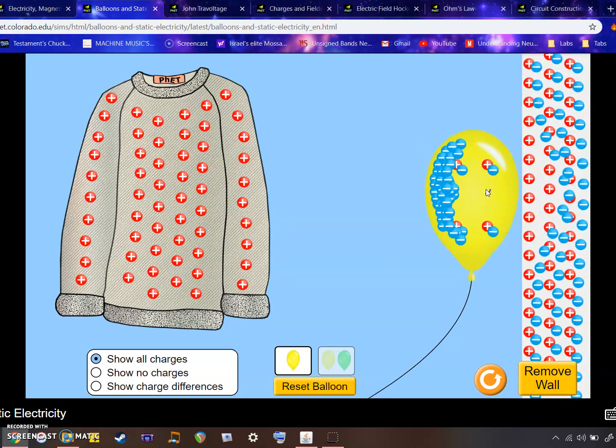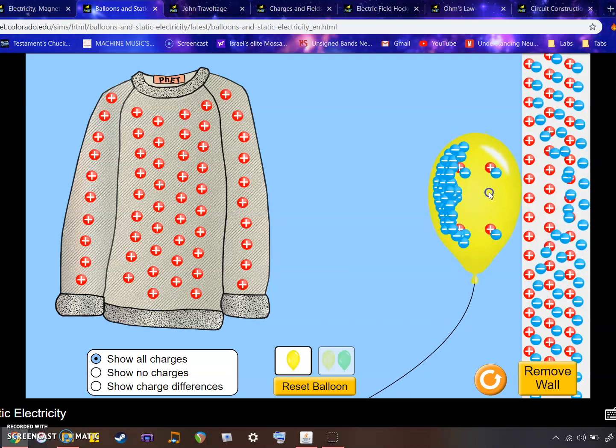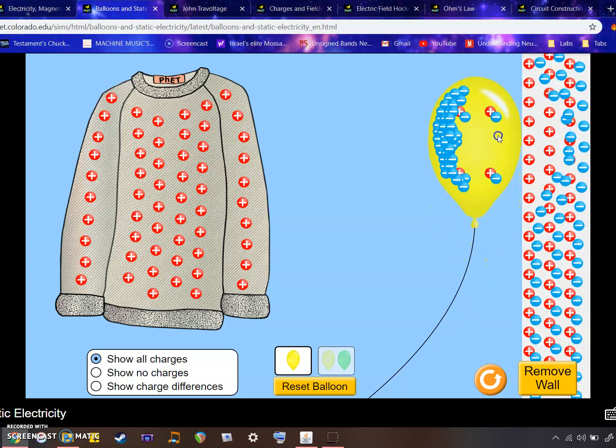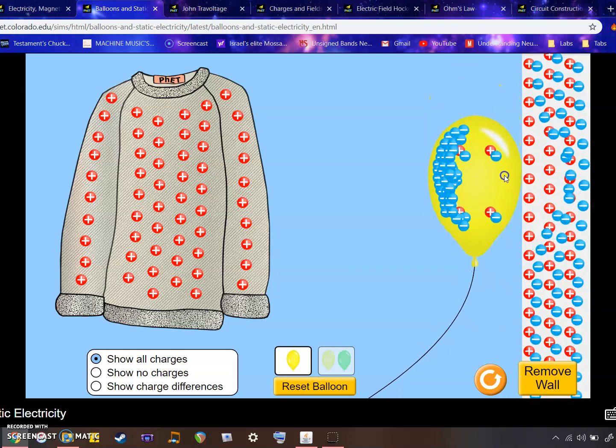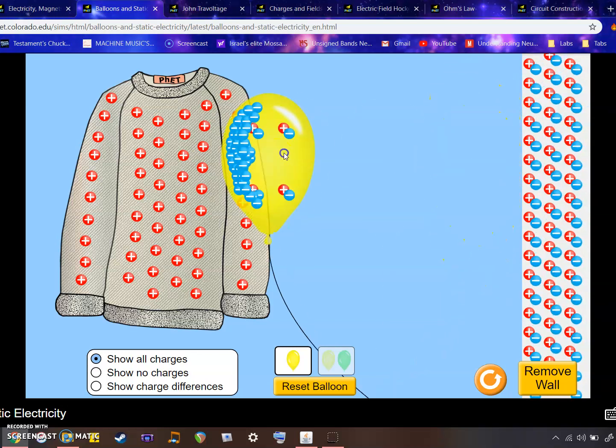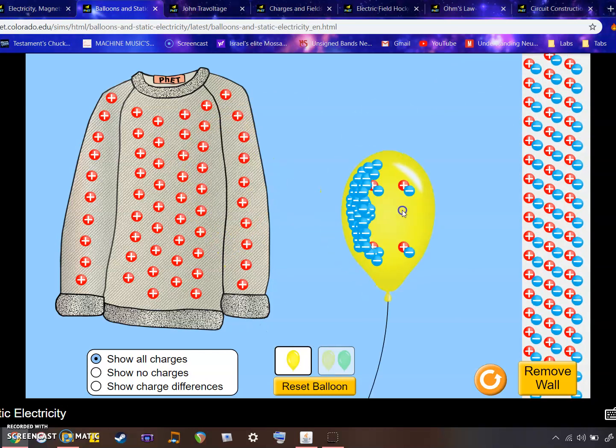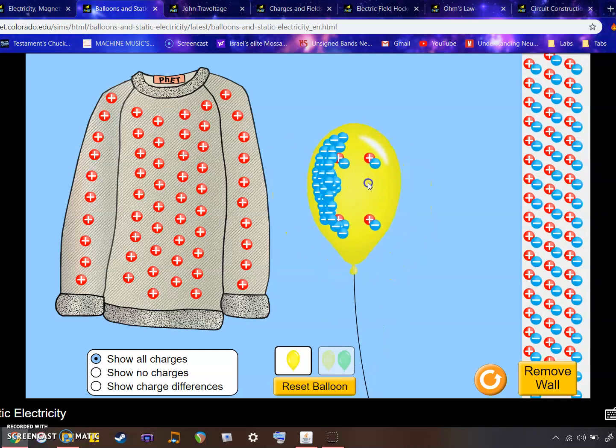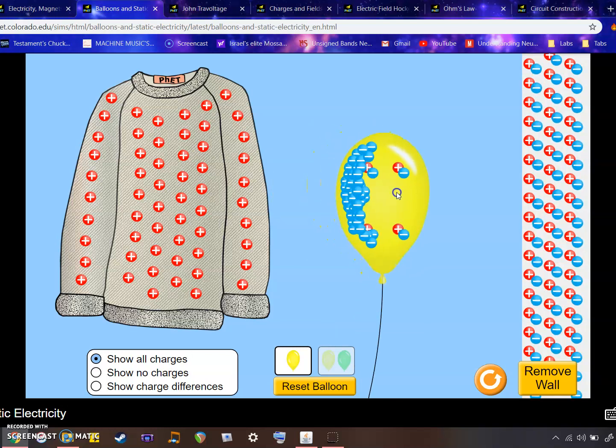So what's going on here? Well, the balloon, holding all that extra negative charge, is repelling the negative charges in the wall. It's not moving the positive charges in the wall or in the sweater, because, as you hopefully remember, the positive charges are held in the nucleus of the atom, which is much larger than the electrons. So the charges shown here are not to scale relative to one another, and obviously not relative to the balloon.